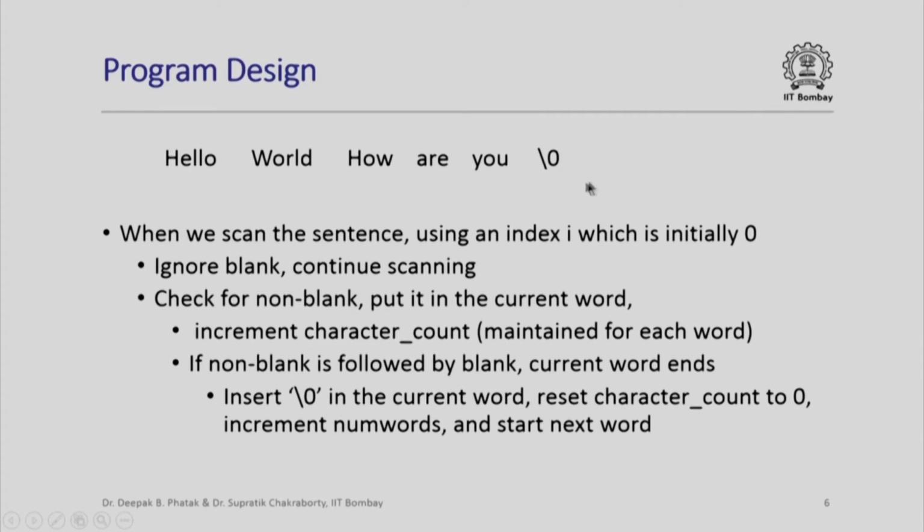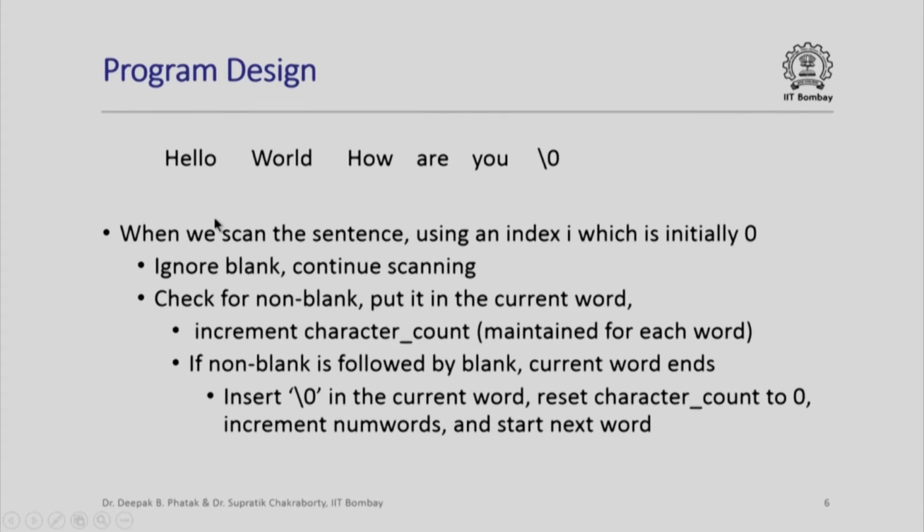I have reproduced the sentence here again. Please note that this sentence has many words and it has several blanks. Now, I am going to scan this sentence character by character like this. In the process, whenever I encounter a word of consecutive non-blank characters, I must put it in one row of the words array. If there are blanks, I need to ignore them. So, when we scan the sentence, let us say using an index i, which is initially 0, all that we do is within the iteration ignore blanks. If we encounter a blank, simply ignore it, continue scanning.